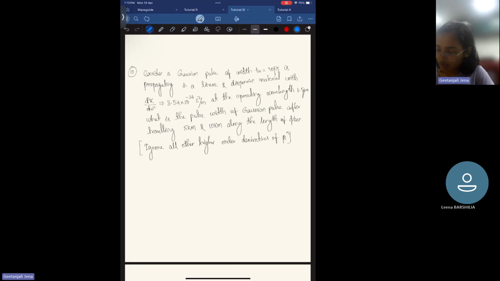Okay, so the question says: consider a Gaussian pulse of width 10 picosecond. It is propagating in a linear dispersive material with d²k/dω², so beta 2 is given, at the operating wavelength of 1.5 micrometer. Then what is the pulse width of the Gaussian pulse after traveling a distance of 5 kilometer and 10 kilometer along the length of the fiber? Ignore all the higher order derivatives of beta.